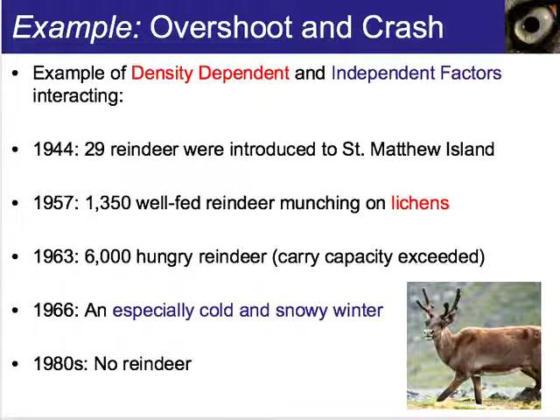When there's no more food left, many of them died. But then there was an especially cold and snowy winter, and many of the reindeer also could not survive, leading to no reindeer by the 1980s. So a density dependent factor would be the fact that there was no more food, and density independent factor would be the weather.